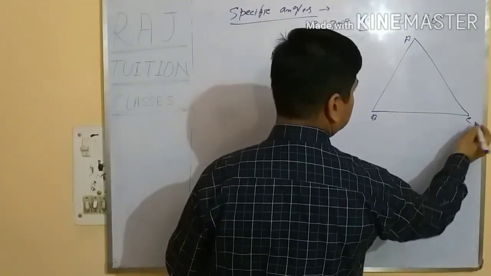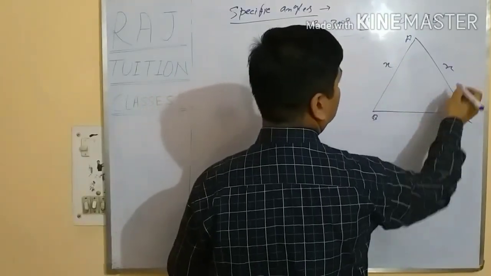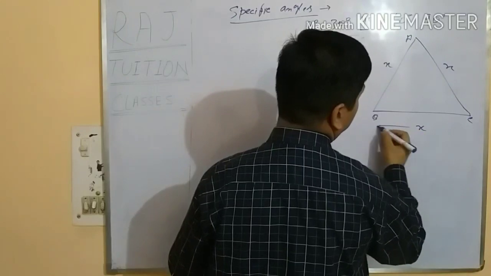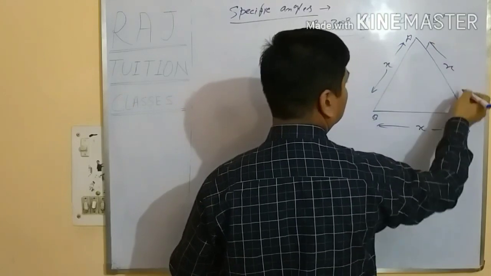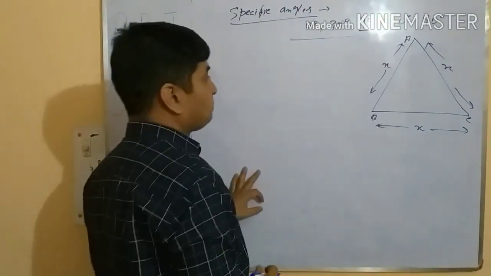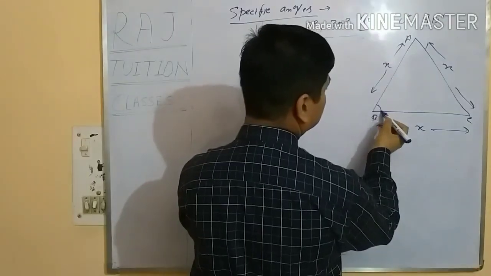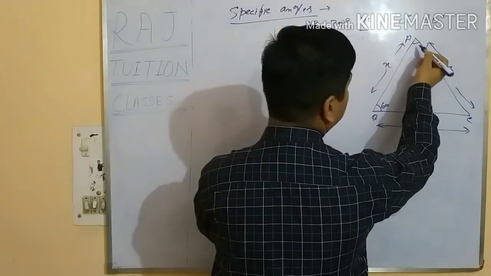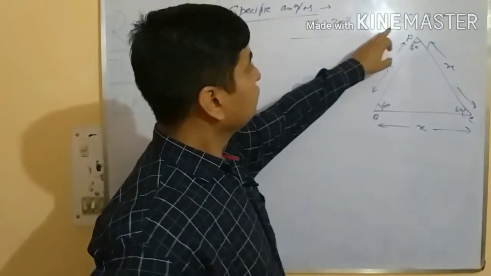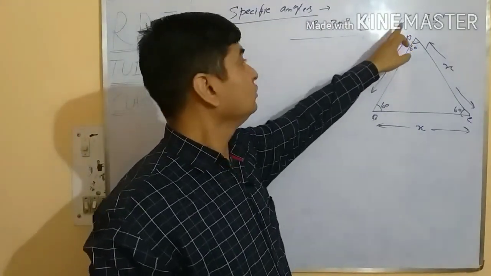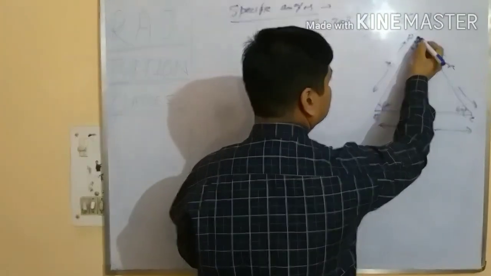ABC is a triangle. We will take its sides x, x, and of course this one will also be x. Equilateral triangle. Why have we chosen an equilateral triangle? Because we will find the angles 60 degree, 60 degree and 60 degree. So we can easily find the angle 60 degree here and the ratio of 60 degree.